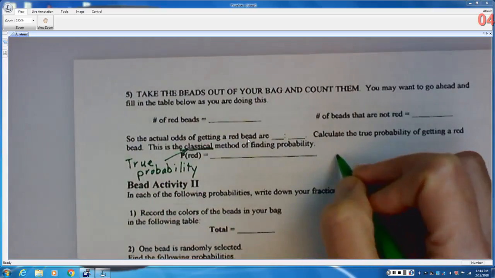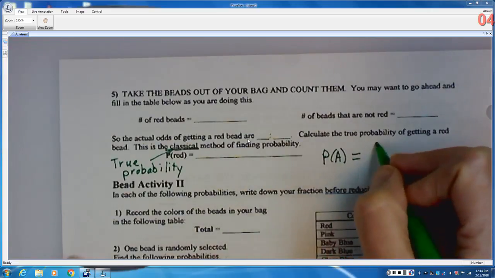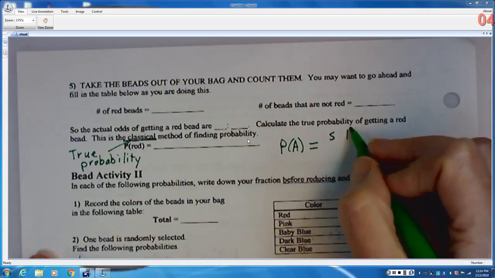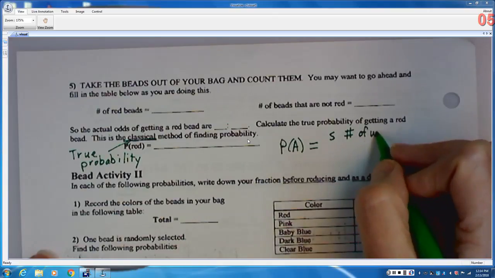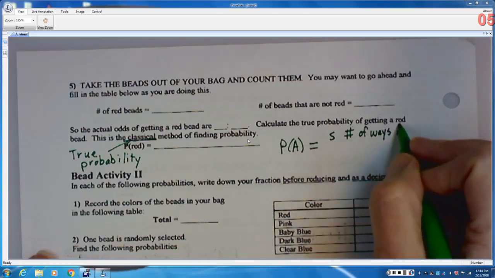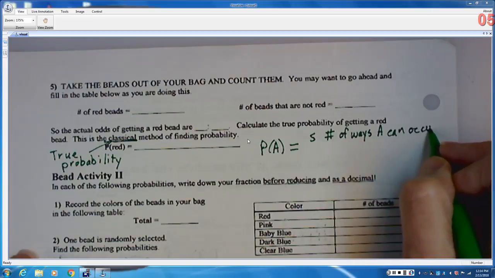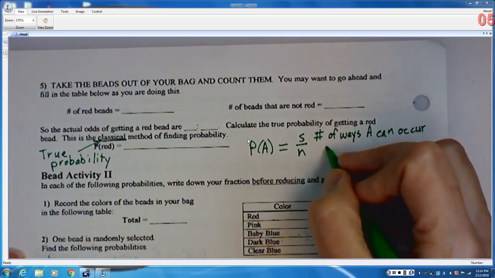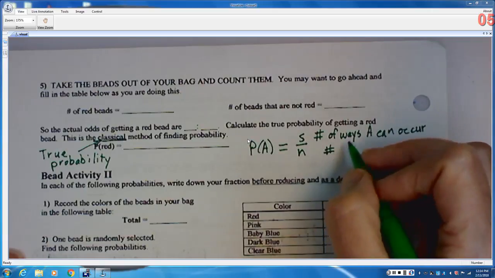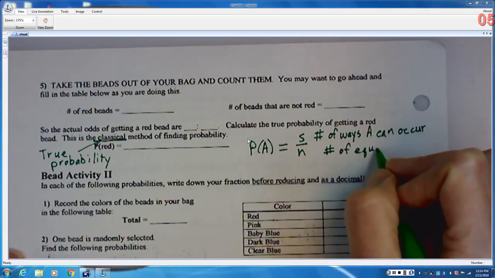The probability of an event A is the number of ways A can occur over N, the number of equally likely outcomes.